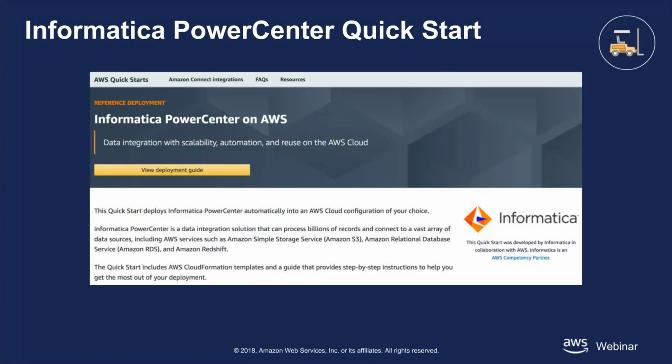Informatica PowerCenter is available as a quick start. So quick starts are built by AWS solutions architects and partners to help you deploy popular solutions on AWS based on AWS best practices for security and high availability. These reference deployments really implement key technologies automatically in the AWS cloud, often with a single click, and they can do this typically within an hour.